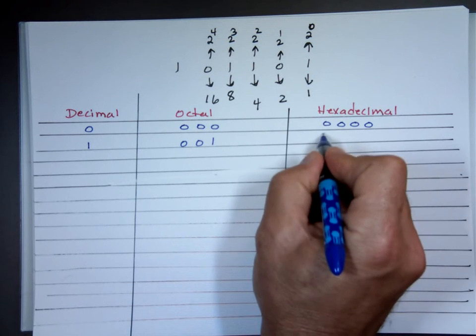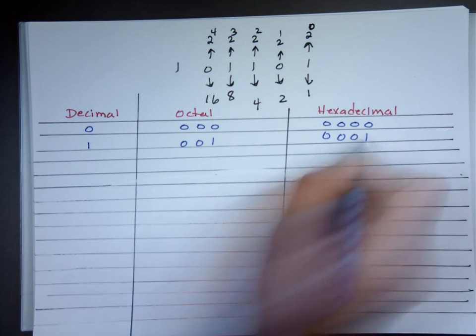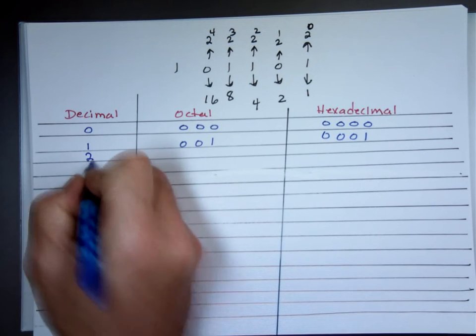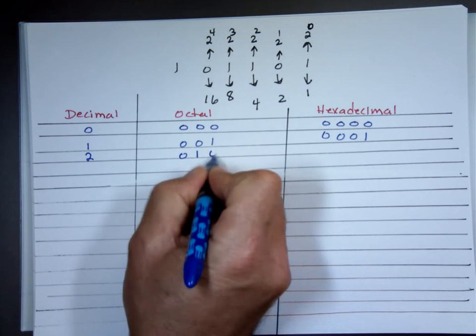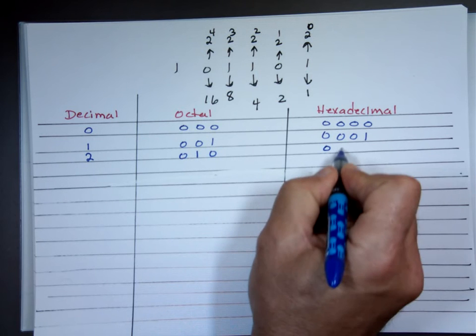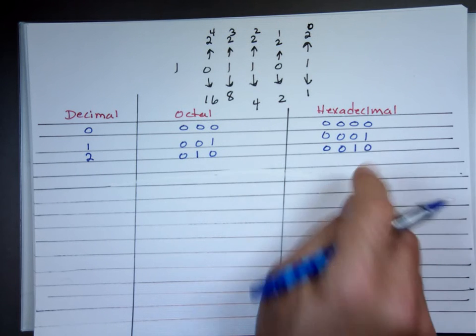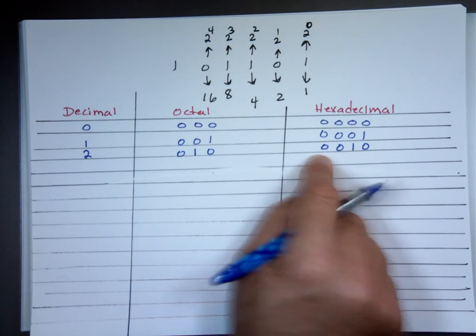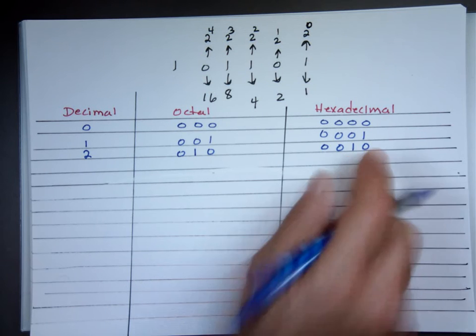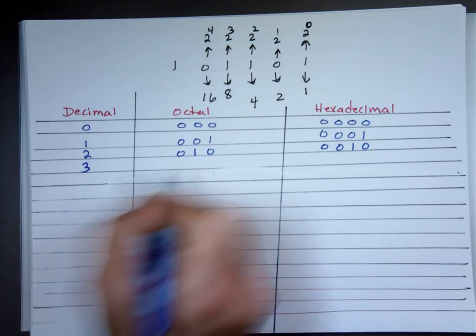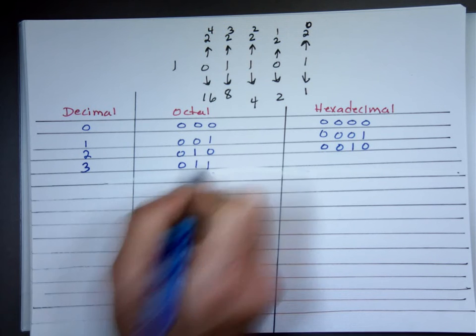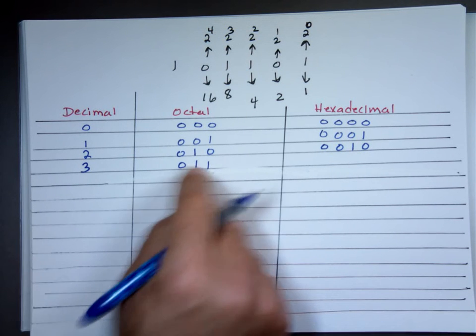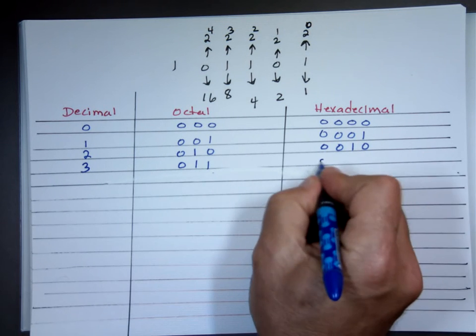So the 1 is, the 2 is 0, 1, 0. That's what a 2 is. 0, 0, 1, 0. 1, 2, 4, 8. 2 times 1 is 2. 3 is what? 2 and 1? The 1 and 2, that's a 3. This will be 0, 0, 1, 1.